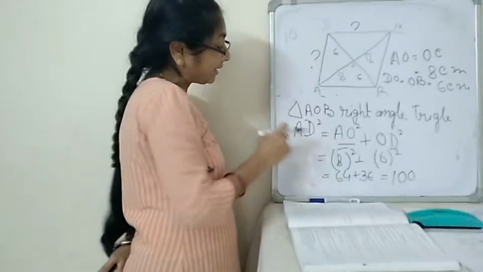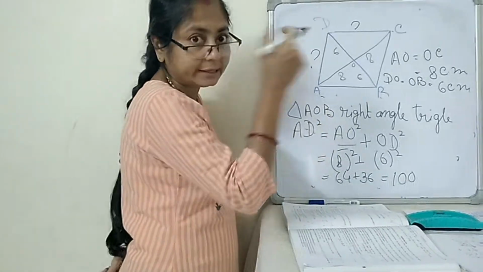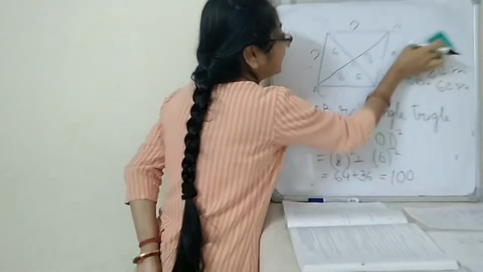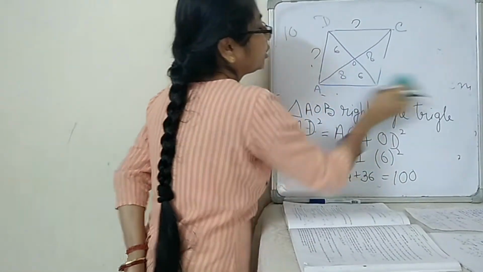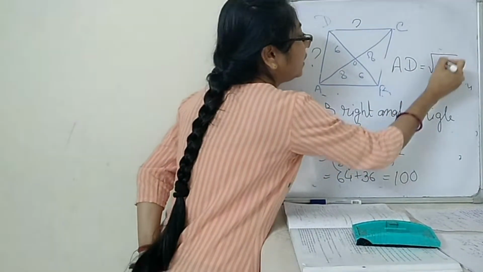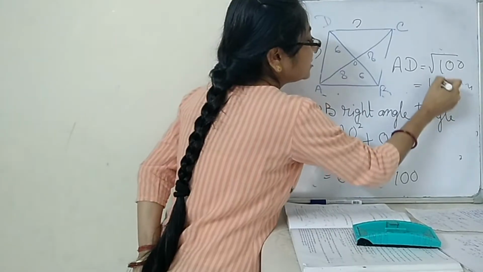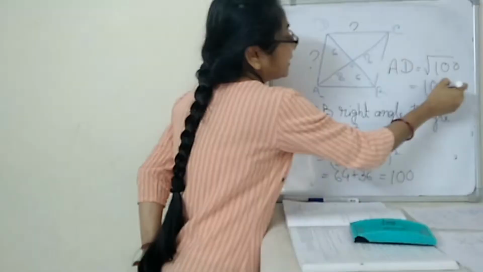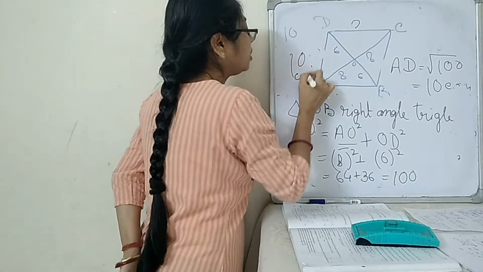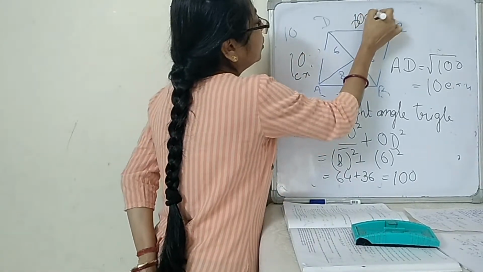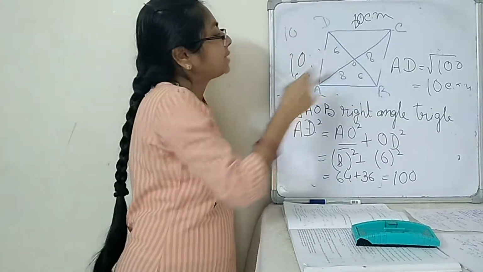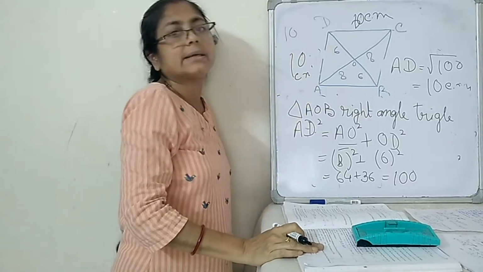Clear? But it is AD square. I want AD. How can I get the value of AD? Nothing, you just do square root. AD equal to root of 100. It is 10 centimeter. So what is our question? What is the length of the side of the rhombus? The length of the side of the rhombus is 10 centimeter.